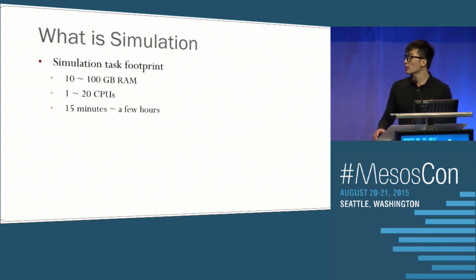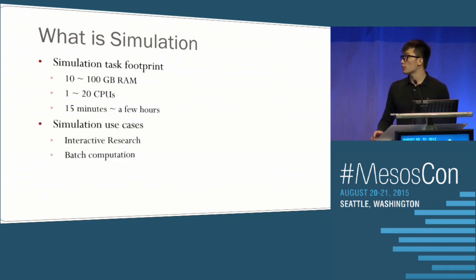So let's now look at what a simulation task looks like in terms of resource consumption. It takes 10 to 100 gigabytes of memory, takes 1 to 20 CPUs, and it can take anywhere from 15 minutes to a few hours to run.